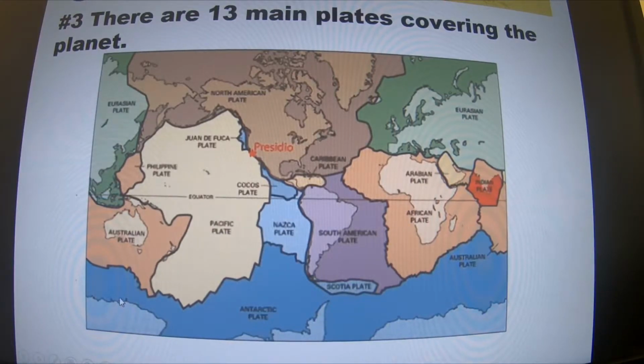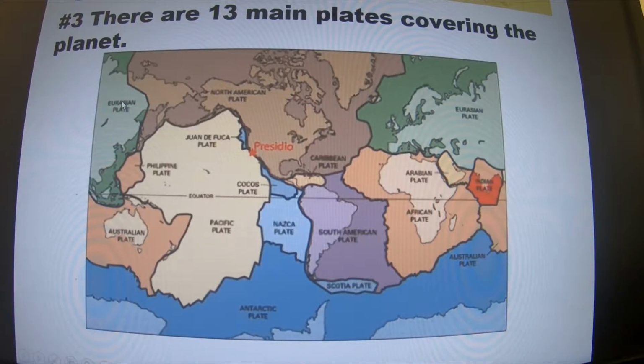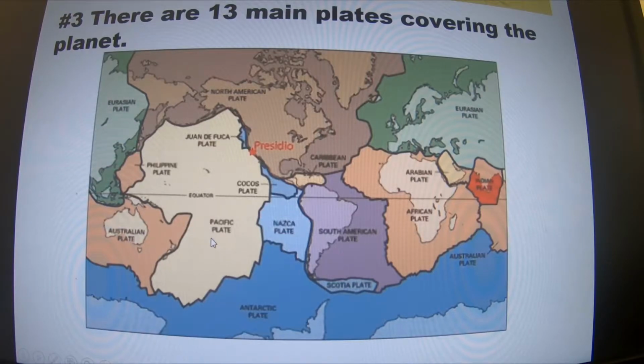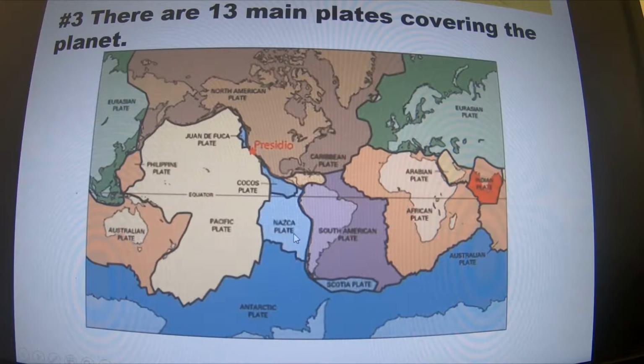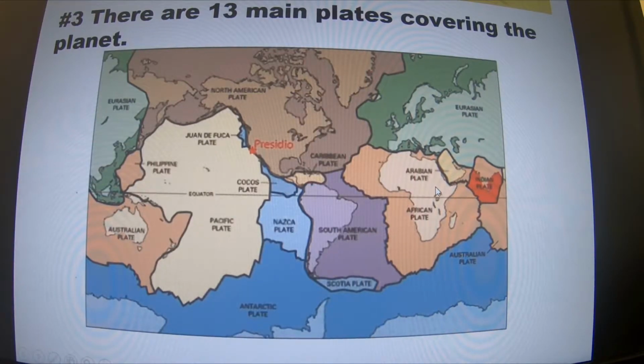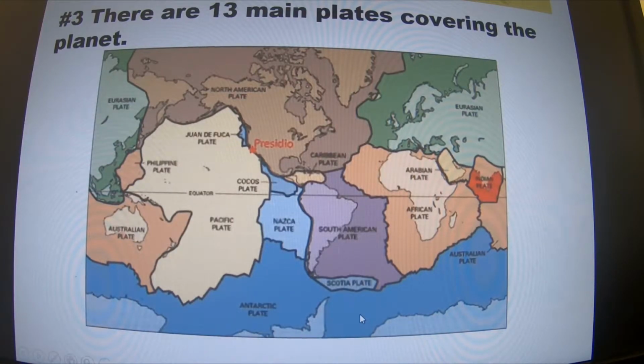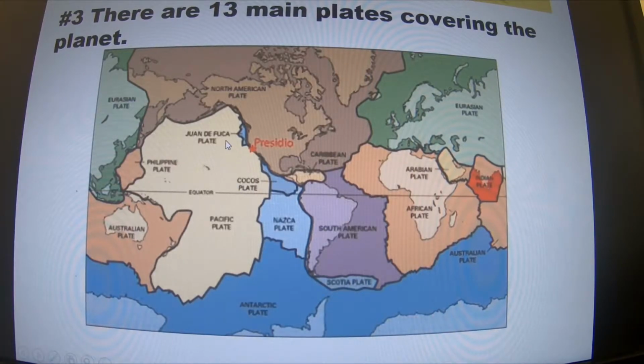There are 13 main plates covering the planet. So we have the Eurasian plate here in green. We have the Australian plate, the Pacific plate, the North American plate, the Nazca plate, the South American plate, the Arabian plate, the Indian plate, the Antarctic plate, and we have some smaller ones like the Caribbean plate, the Cocos plate, the Juan de Fuca plate, the Philippine plate, etc.